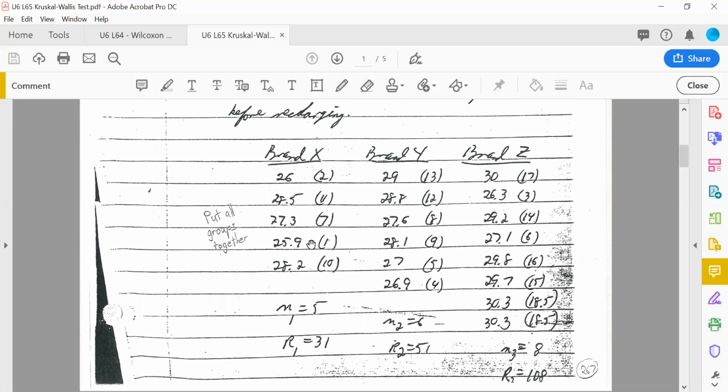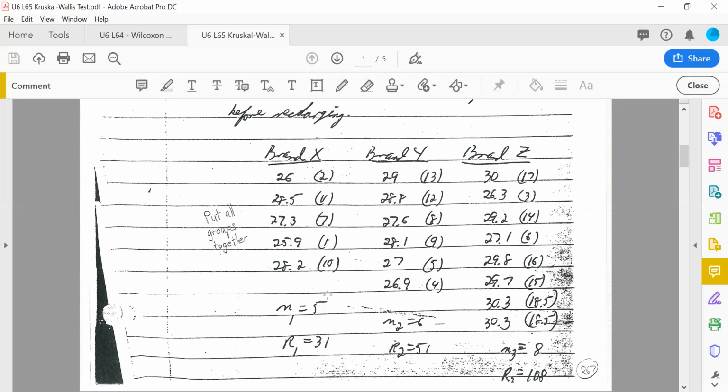25.9 in brand X is the smallest number overall, it gets a rank of 1. 26 gets a rank of 2. It's the next smallest number overall. 26.3 here in brand Z is the third ranked. Then 4, then 5, then 6, then 7, then 8, then 9, and 10, all the way down the list. And then the 18th and the 19th ranked numbers happen to be 30.3. Remember, you average the ranks. They get ranks of 18.5 each.